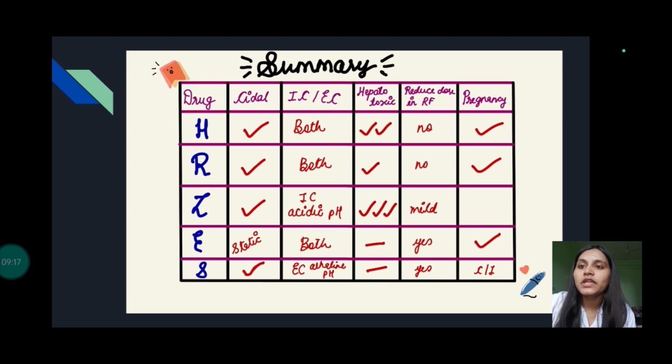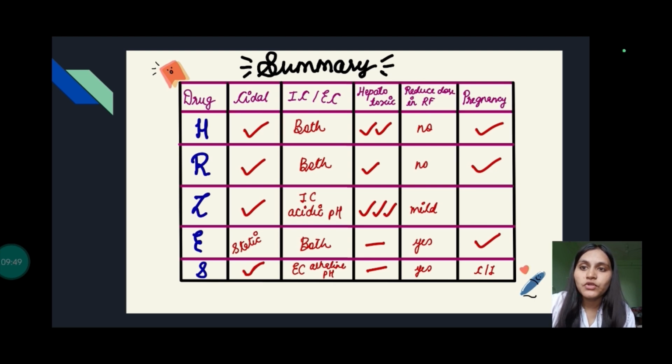So the first drug H, which is isoniazid, it has cidal action, acts on both bacilli. Hepatotoxic, no reduction in dose in renal failure, safe in pregnancy. Rifampicin has also the similar action. Pyrazinamide, it is acting only on intracellular bacilli in acidic pH. It is very hepatotoxic, the most hepatotoxic among all. We should reduce the dose mildly in cases of renal failure.